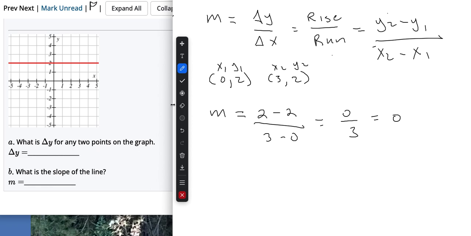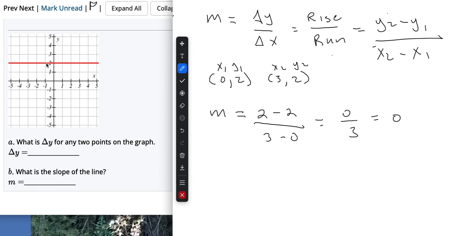And so our slope does come out to 0, and that's because our change in y right here is 0. And again, change in y is just literally subtracting the y coordinates. And if you notice, the y coordinate for this one is always 2, right? It never changes. So its change in y is 0, it doesn't go up or down, it just stays there at 2 no matter what value of x.